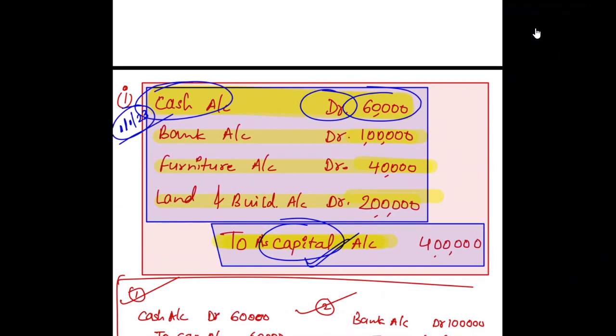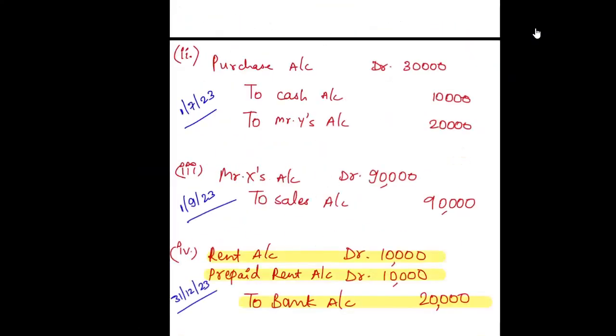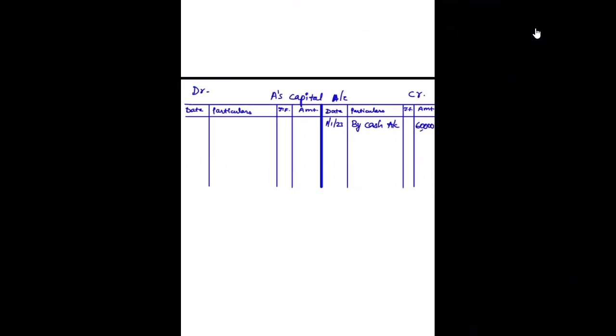Do let me know if there are any doubts. I will create some accounts. Everyone, you need to create these accounts, because without this, you cannot perform well. To understand your accounting, you need to create all these accounts. So next we will have our bank account. We will have our furniture account.